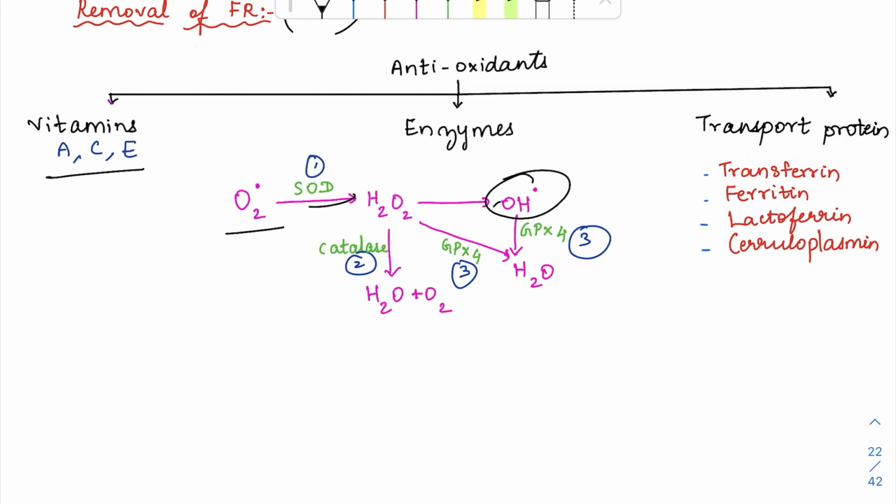So under transport proteins, we have transferrin, ferritin and lactoferrin, which are responsible to transport the iron, while ceruloplasmin is responsible for transporting the copper. So iron and copper I already mentioned will help in the Fenton's reaction, right? So if these transport proteins are not there properly, it will result in some free radical injury.